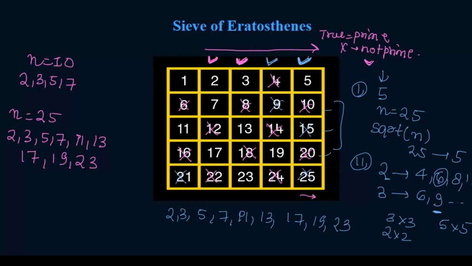Now if we start the loop again from 2 to 25, we can print all the prime numbers: 2, 3, 5, 7, 11, 13, 17, 19 and 23. These are all the prime numbers we can print after applying the loop. Okay, so now let's see the code.